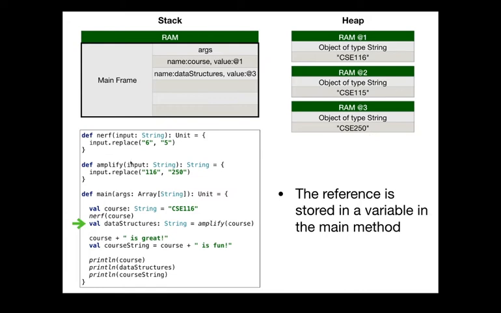Even though it was created in a method call, it was able to return that reference and get that reference, like we've seen before. We've seen references passed around. We just haven't seen it with immutable objects.